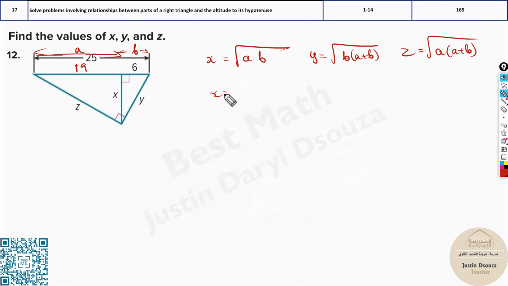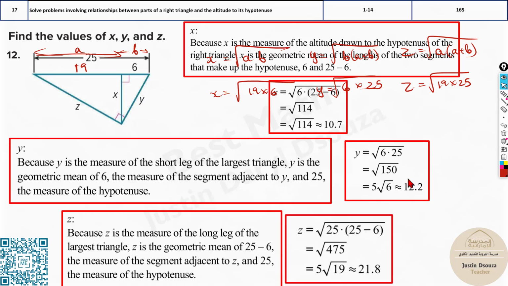So what do you multiply with? A is 19 times 6, that's the first one. Over here, you just have to write 6 times A plus B, which is 25, that is the square root of that. And Z is, A is 19 times 25. Just put them in the calculator, you will get the answers. You can see the answers over here.